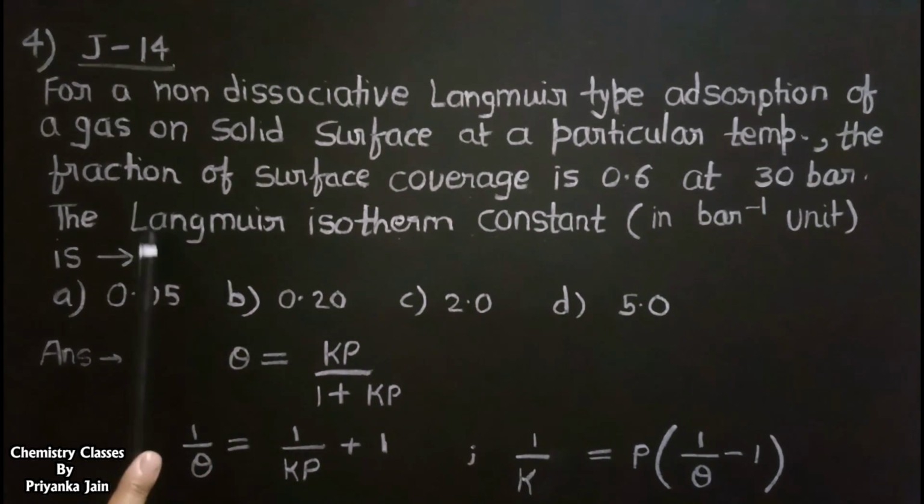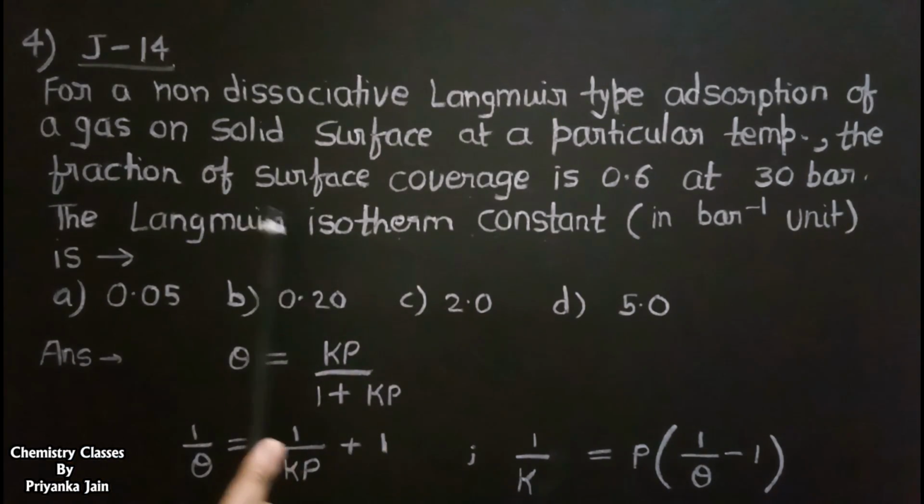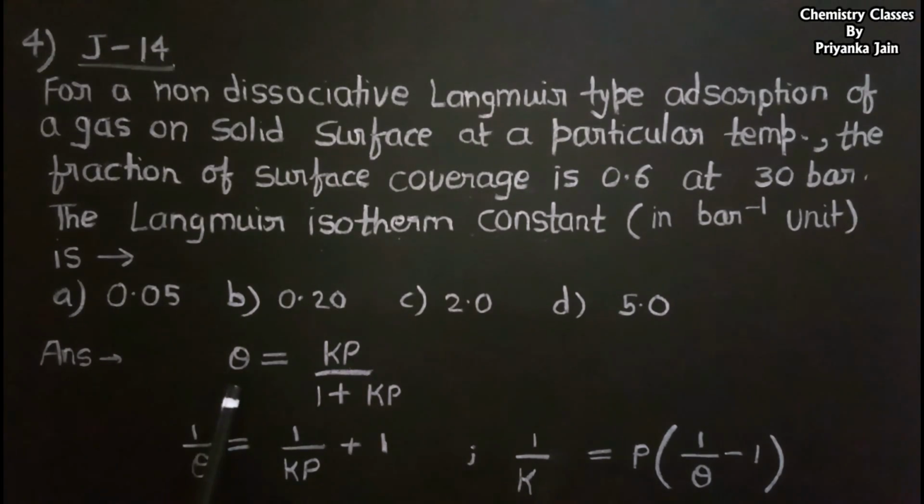So in this question we have to find out the Langmuir isotherm constant, that we denote by K or by K equilibrium. We know that the Langmuir adsorption isotherm equation is theta is equal to Kp divided by 1 plus Kp. Here K is the constant that we have to find out, that is the Langmuir isotherm constant, and P is the pressure. Pressure we have been given, that is 30 bar, and we have also been given the value of theta. So we can find this out very easily, and the question is for 4 marks. You only have to put the values in this formula and find out the value of K.